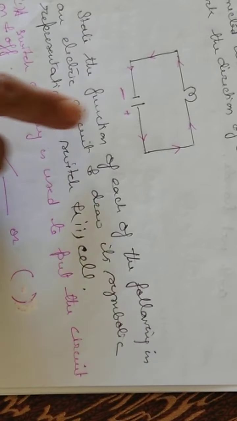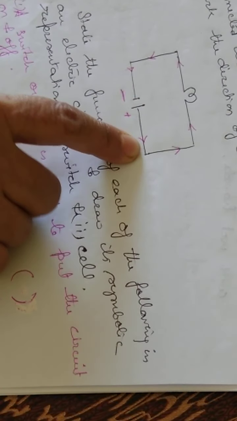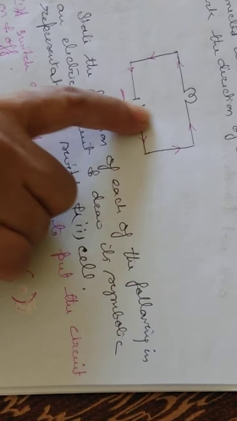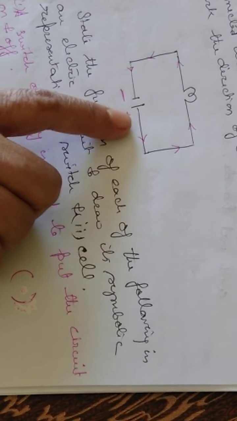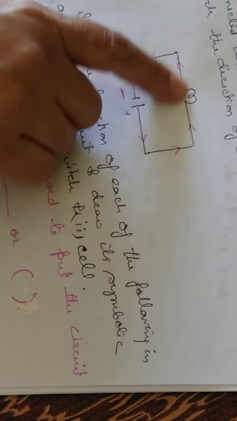Okay, next, the diagram below shows a bulb connected with the cell having the terminals A and B. Mark the direction. So the current will be flowing from the positive terminal this way. This is the positive terminal sign. So current will flow like this.